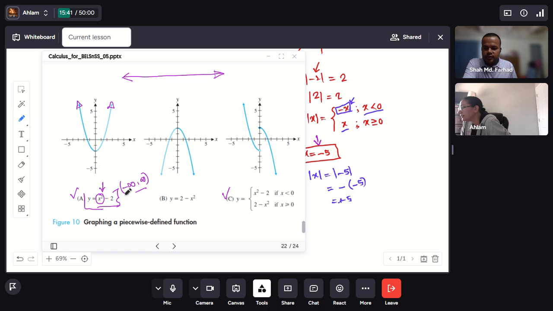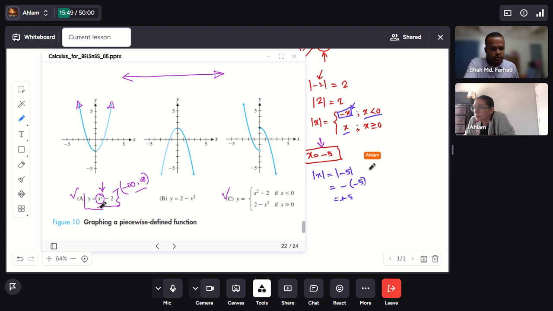Okay, basically, is there any value of x here for which we will not get the output? Is there any value here? How can you define that? That is y equals x square minus 2. That means here every value of x will cover every value from the set of real numbers.